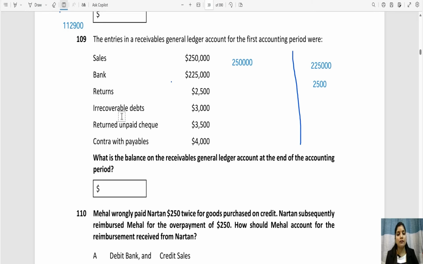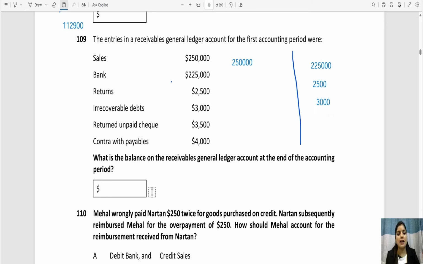So now we have an irrecoverable debt of 3,000. Irrecoverable debt means that you will not get this much amount from your customer. This might be because the customer has gone bankrupt or their business has been liquidated, right? So again it will be posted on the credit side, 3,000.